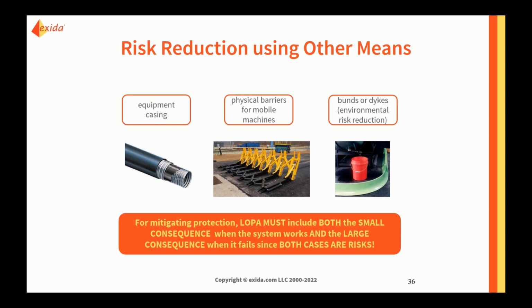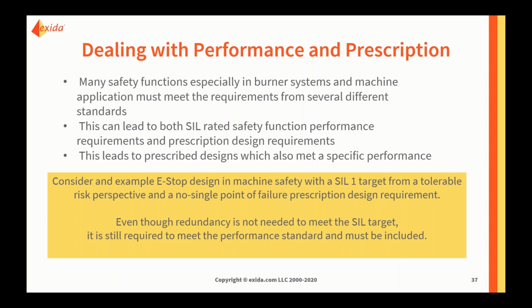Okay. All right. So then, continuing on, 13849 is a combination of performance and prescription, whereas the safety lifecycle standards are pretty much focused on performance. There are other various codes and standards out there which have a very specific prescription set or prescriptive set of requirements as to what you must include in a safety function. And when you're faced with a combination of performance and prescription requirements, you end up having to meet both of those.